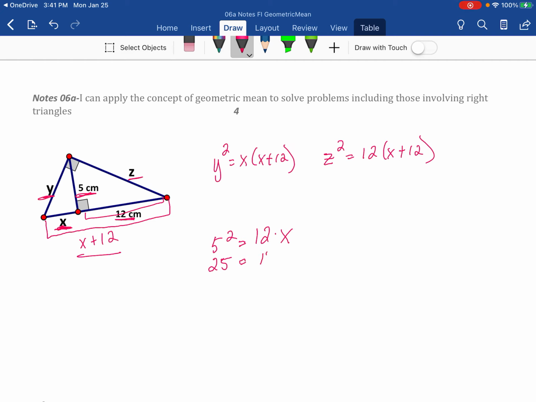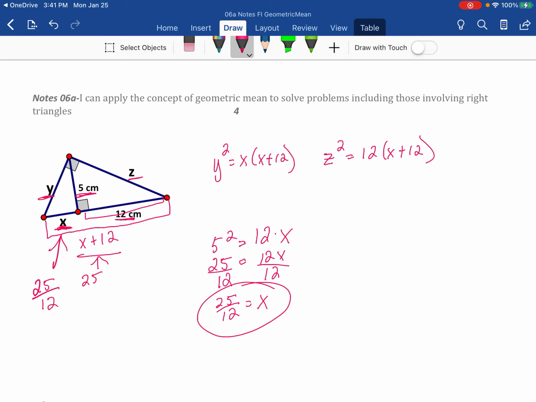It's going to be 25 is equal to 12x, because we can solve this because it only has one variable. Divide by 12. X is equal to 25 twelfths. Okay, so that's my first one. Once I know what x is, well, it's not so bad. I know x is 25 twelfths.